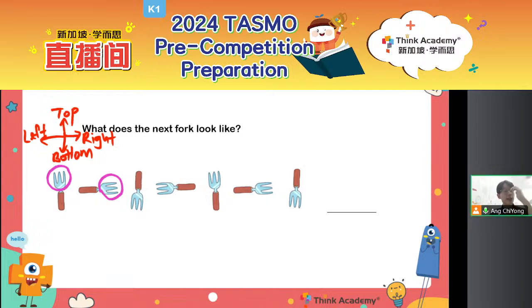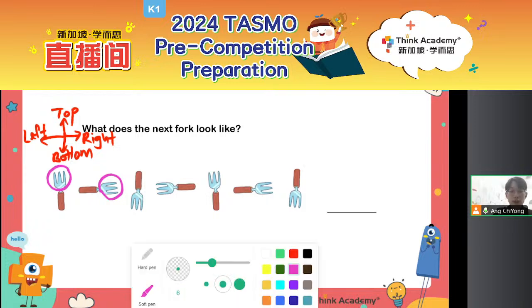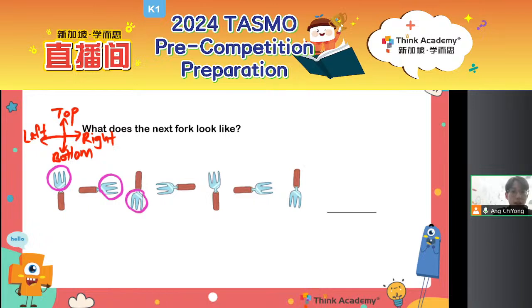Okay, you're right. It's facing the right side. So at the start we have top, and the second part we have the right side. And let's observe the next few forks. The third fork over here, the sharp part is over here. It's facing where? It's facing the bottom. And if you look at all the sharp parts, you will find a pattern here.